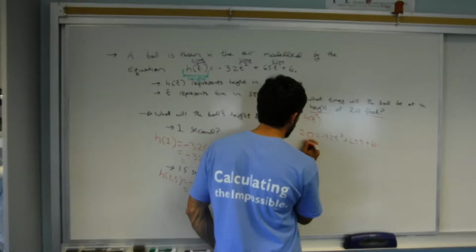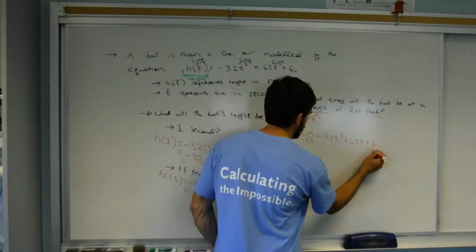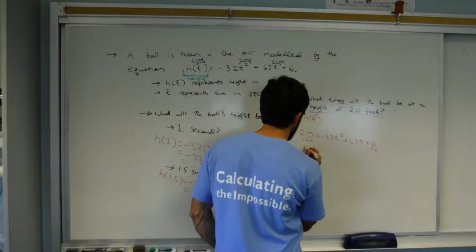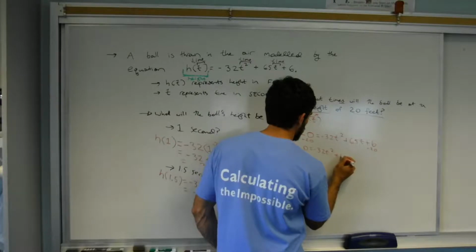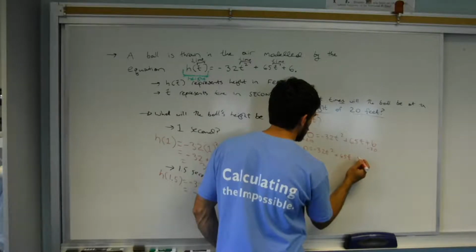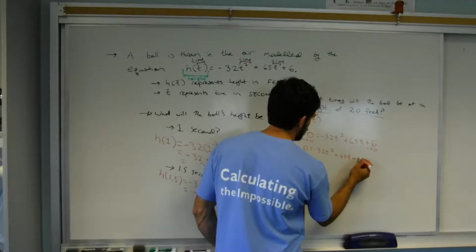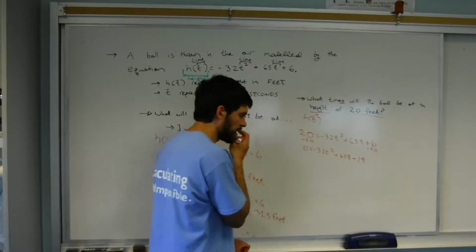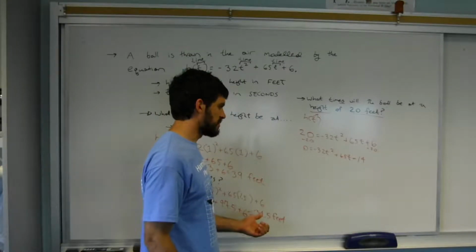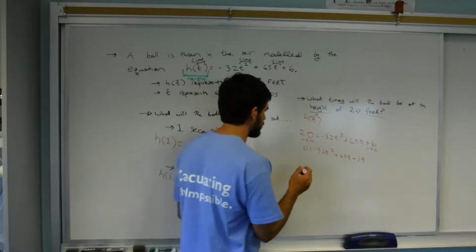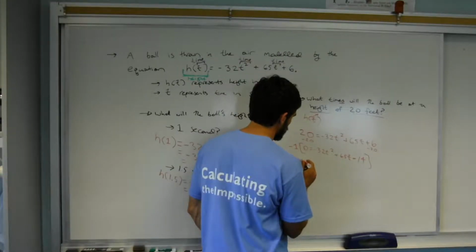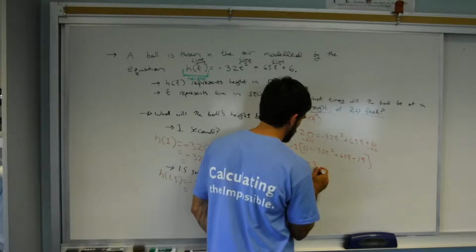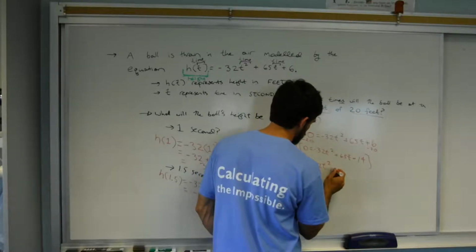To start out, we're going to subtract 20 from each side. We're going to get 0 is equal to negative 32t squared plus 65t minus 14. Something I'm going to do just to make the numbers a little bit simpler is multiply both sides by negative 1, because that's going to give us the same answer.